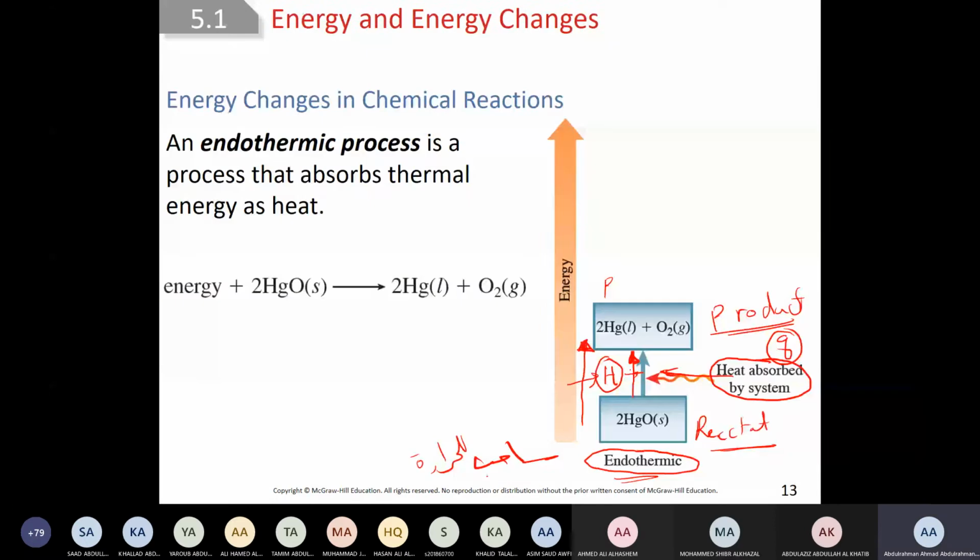Now, we agreed that if your system is the reaction, this is your system, and anything around it is your surrounding. You add heat from the surrounding to the system. Will Q be positive or negative? Positive. We write it like this, which exactly means positive.